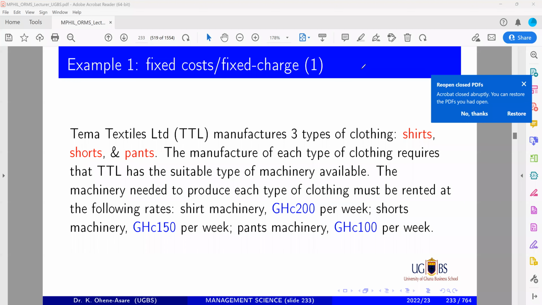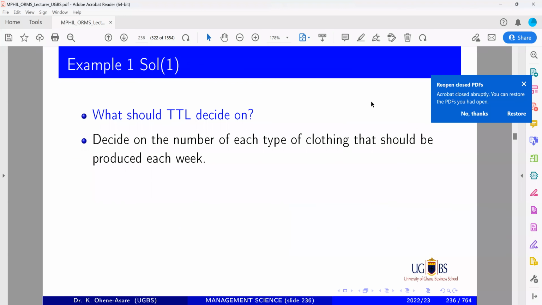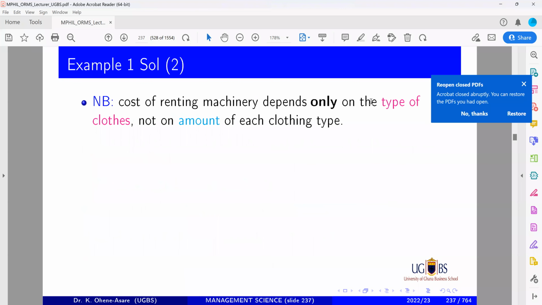Okay? That's it. If you have a question on this, let me know, so that I can explain further. Other than that, I want to assume that you get it. So Y1 is 1 if I produce shirt. Otherwise, it is 0. Yes, Solomon.